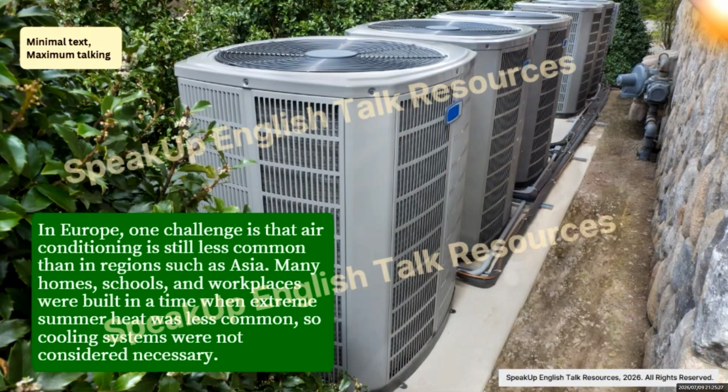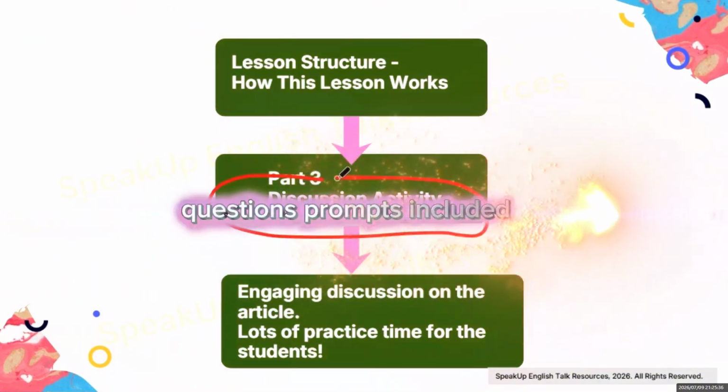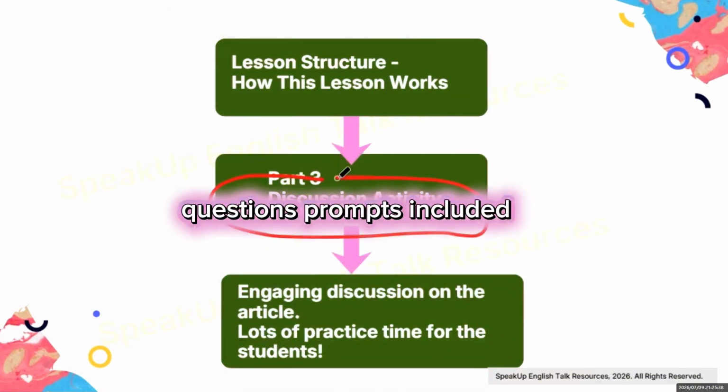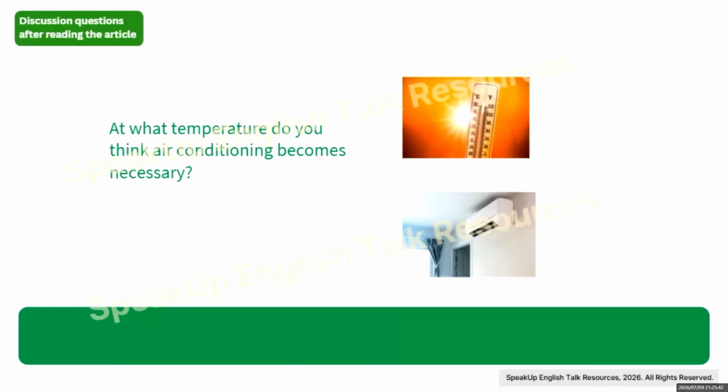After the student finishes reading the article, you can move on to part three, which is a discussion activity. All my lessons come with 7 or 8 questions. They're designed to save you, the teacher, the time of having to come up with these questions. But of course, if you have your own questions, feel free to bring them up. For example, this is a sample question: at what temperature do you think air conditioning becomes necessary? You can share your views and your opinion as well.